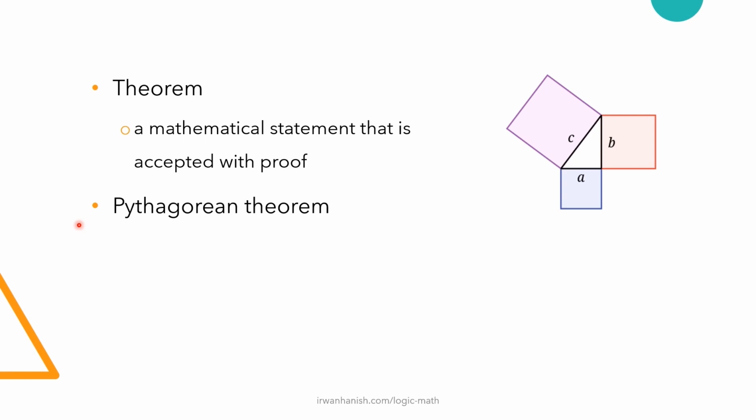It says that when you have a right-angled triangle, meaning one of its angles is 90 degrees, you have the hypotenuse, which is opposite that 90-degree corner, and you have the other two sides. So the theorem says that the area of the square of the hypotenuse will always equal the sum of the squares of the other two sides. So c squared is always equal to a squared plus b squared.